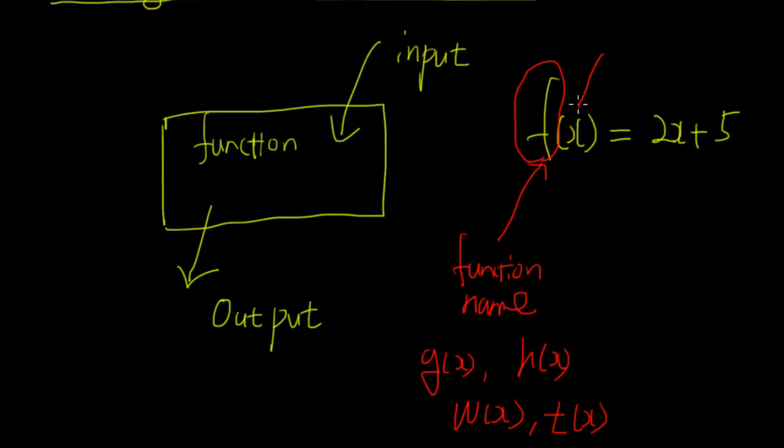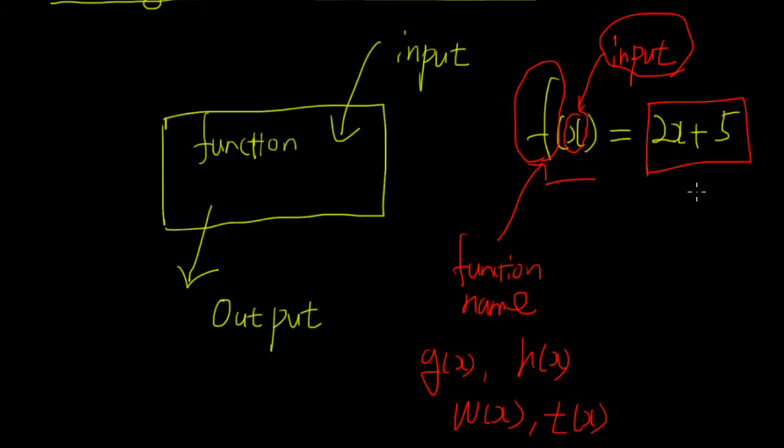Now, what about this x? This is the input value. This is the name of the function, and this is just saying that this value is going to be the input value. What about this right-hand side? This is going to be the output value.